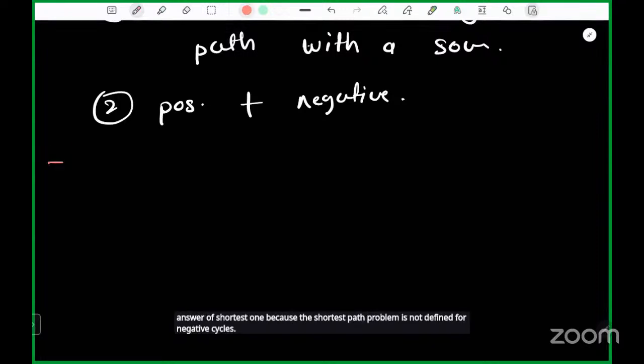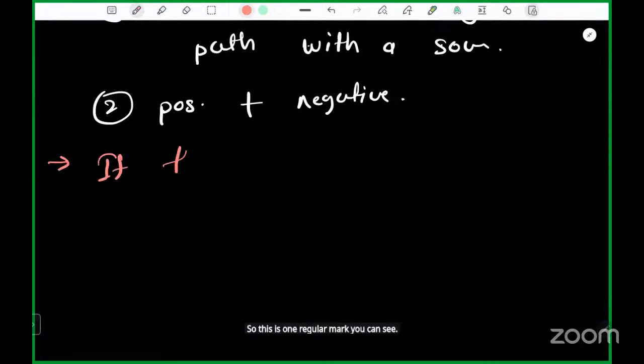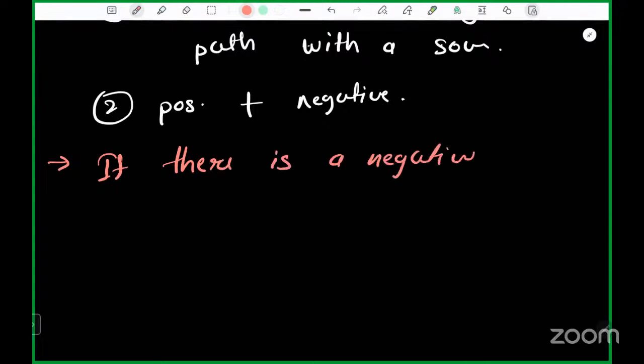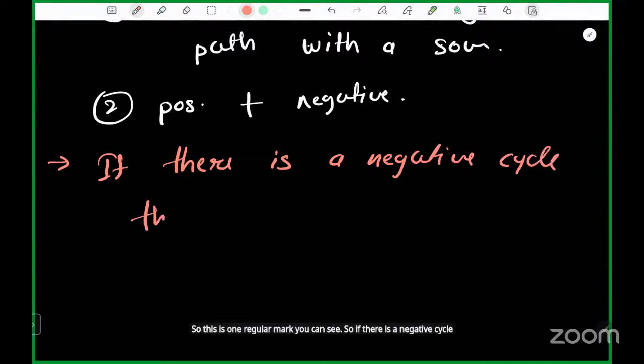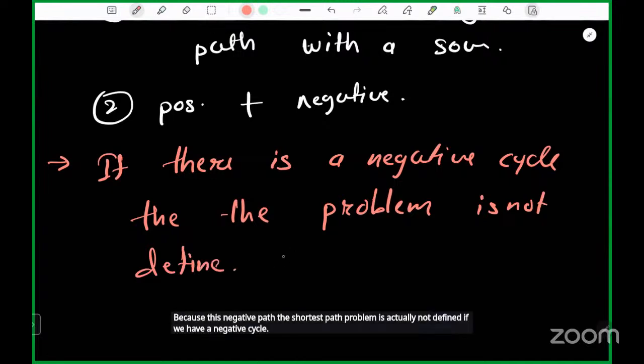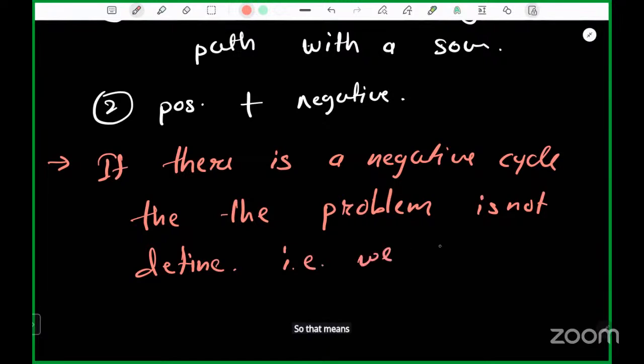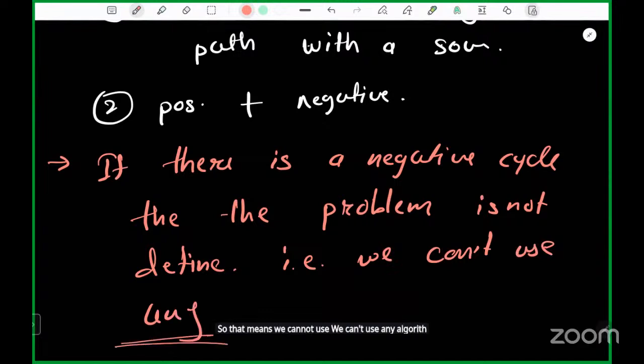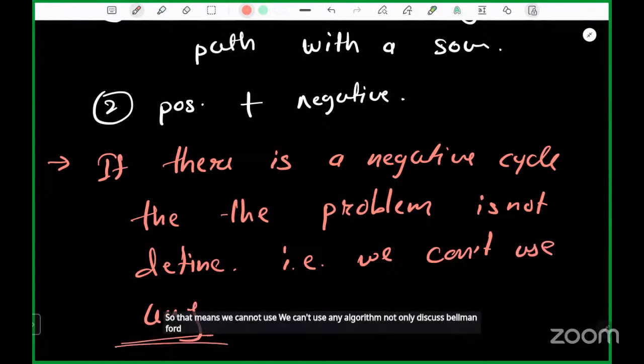Okay, so this is one red remark you can say. If there is a negative cycle, then the problem is not defined, because the shortest path problem is actually not defined if we have a negative cycle. So that means we can't use any algorithm, not only Dijkstra or Bellman-Ford or Floyd-Warshall; no algorithm is applicable in this particular case.